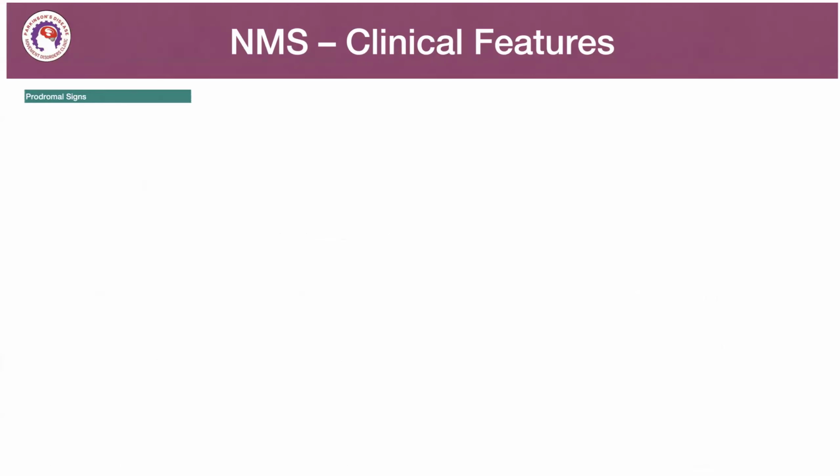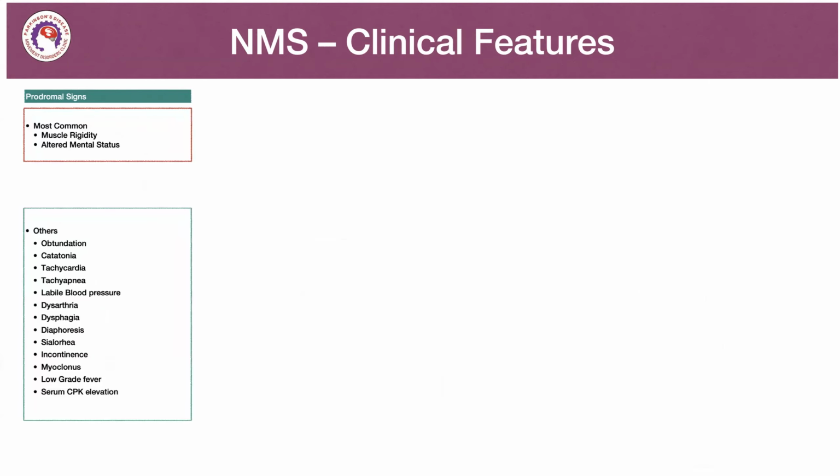The classical features include the prodromal signs, of which the most common are muscle rigidity and altered mental status. That's a triad, along with other features such as obtundation, catatonia, tachycardia, tachypnea, labile blood pressure, dysarthria, dysphagia, diaphoresis, sialorrhea, incontinence, myoclonus, low-grade fever, and elevated serum CPK levels.